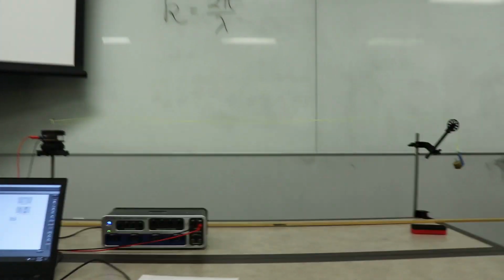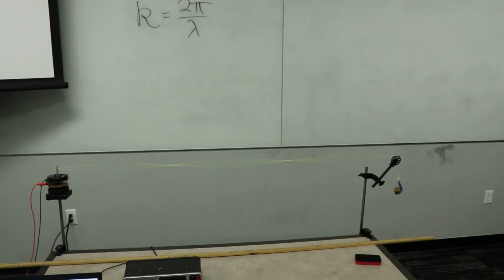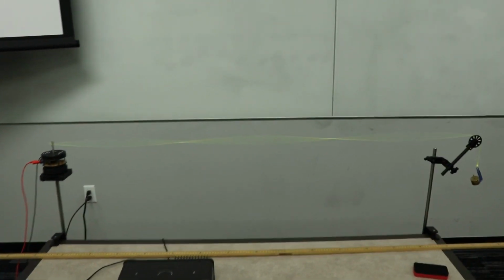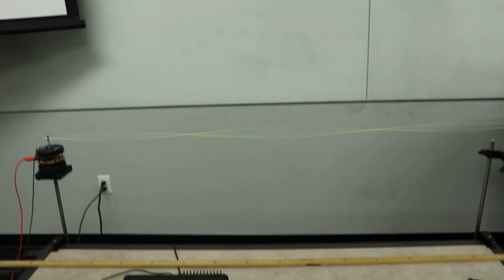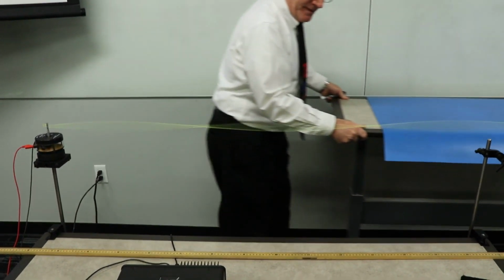Getting 3 antinodes. Here, you want to put that blue thing there? Oh, that might be a good idea. All right. So we're bringing in some contrasting color here, so you can see the waves a little bit clearer.